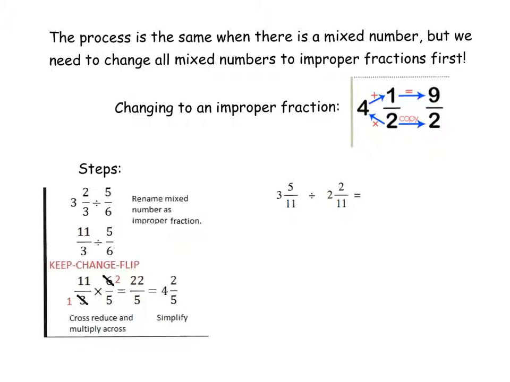So now let's talk about the mixed numbers. The process is exactly the same when there's a mixed number, but first, just like when we were adding and subtracting, sometimes it was easier to change the mixed numbers to improper first. So we could make a model to show, or we could use that clockwise, denominator times whole plus the numerator equals the new numerator, and you keep the denominator the same.